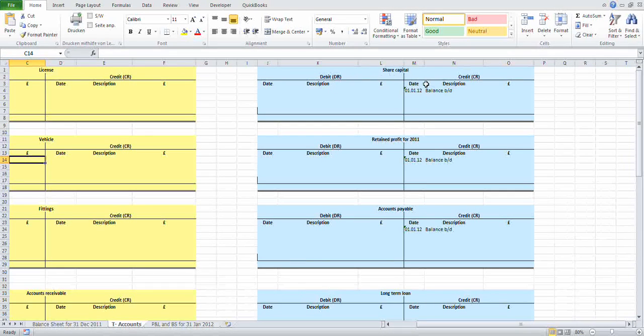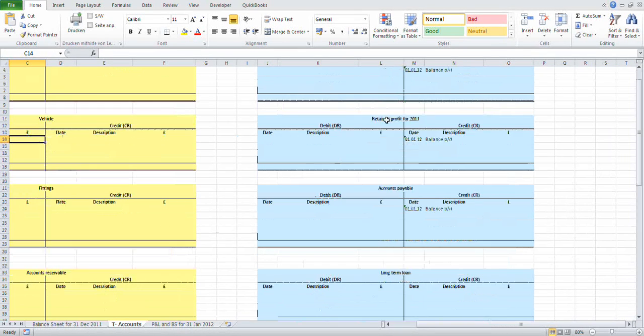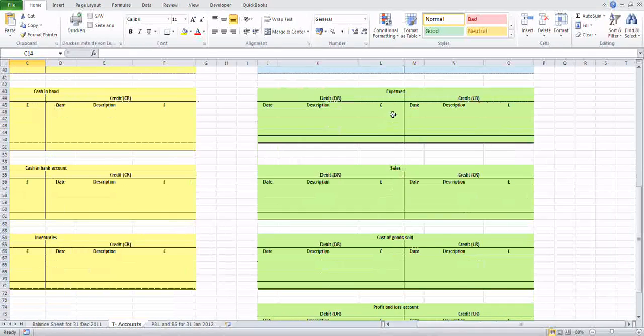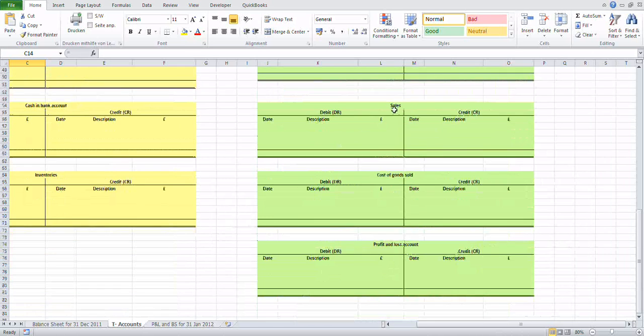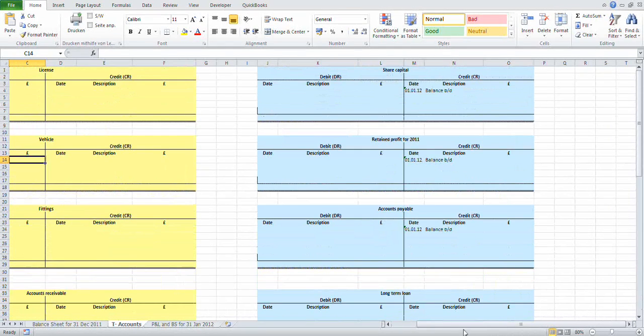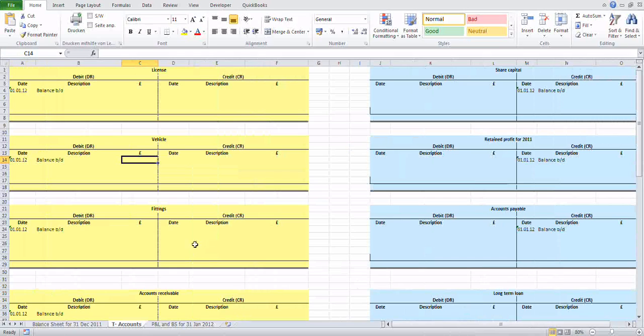On this side, we see the capital accounts: share capital, retained profits, accounts payable, and the long-term loan. And then we have expense accounts, sales account, cost of goods sold, as well as the profit and loss account, which will be particularly important when we do our transactions, when we record them.